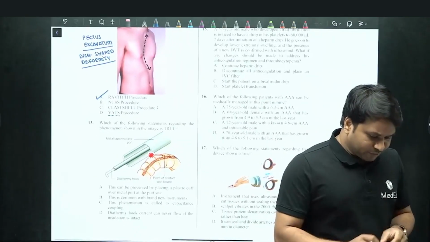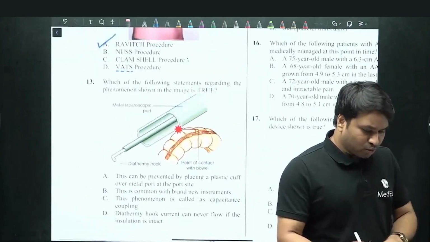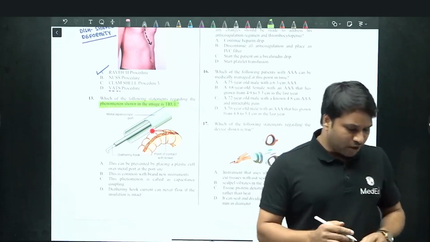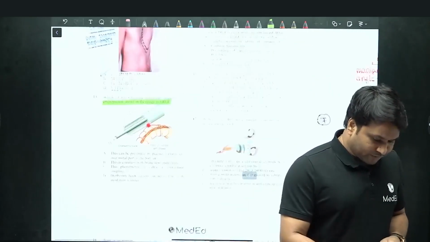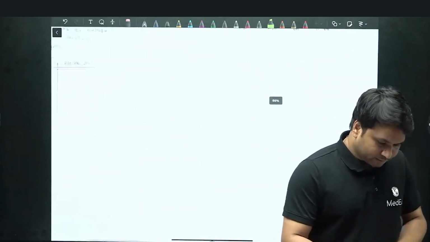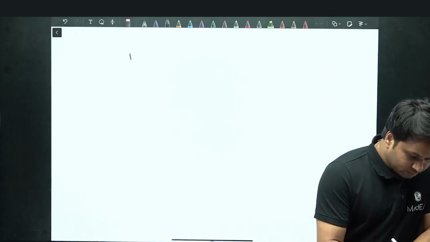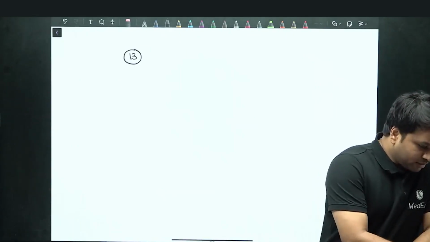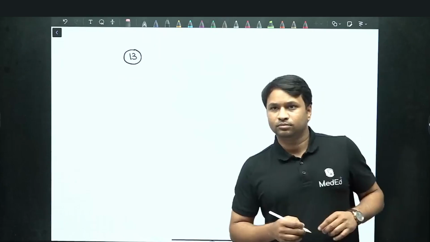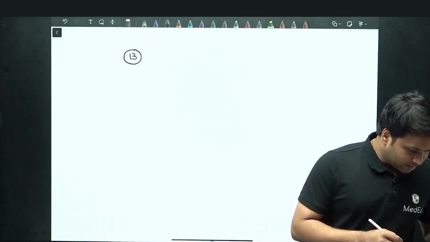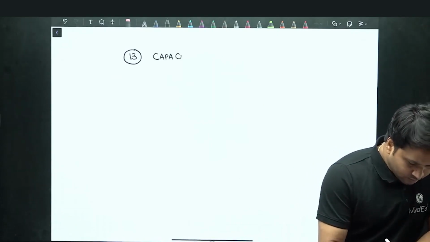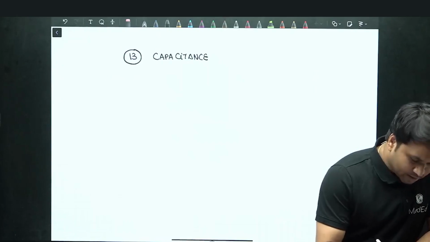So question number 13. Which of the following statements regarding the phenomenon shown is true? This phenomenon. What is this phenomenon? This is called capacitance coupling. This phenomenon is what we call capacitance coupling. Let's see question number 13. I'll just add here. Question number 13 is about capacitance coupling. Okay. So let's understand what is this capacitance coupling. What is this capacitance coupling?